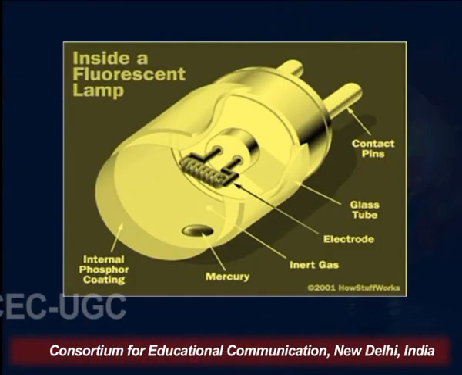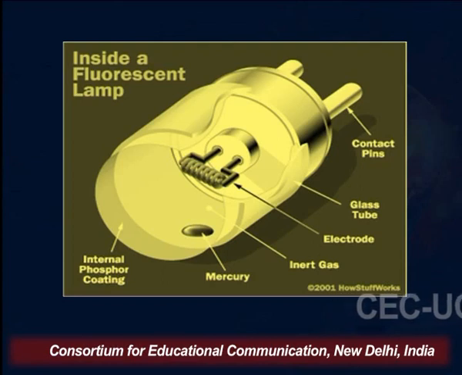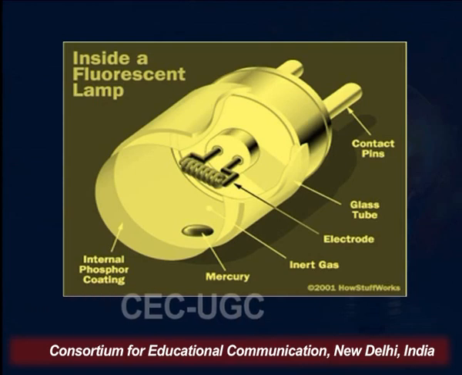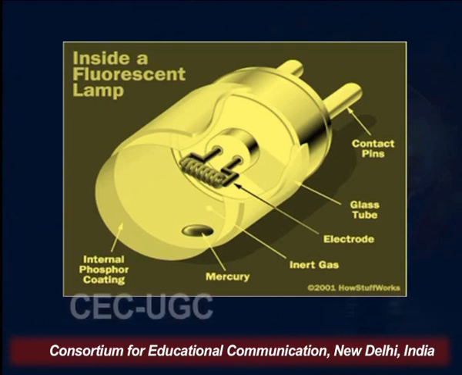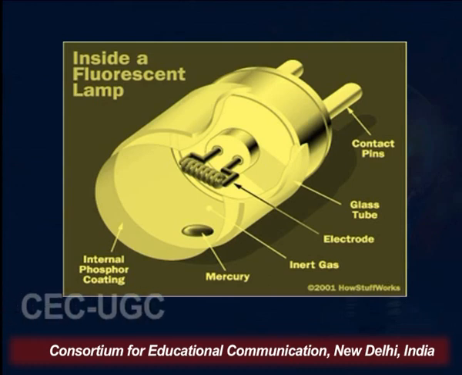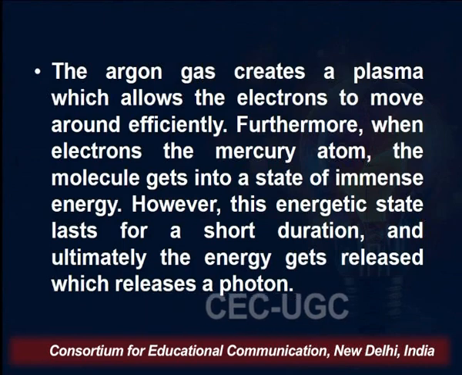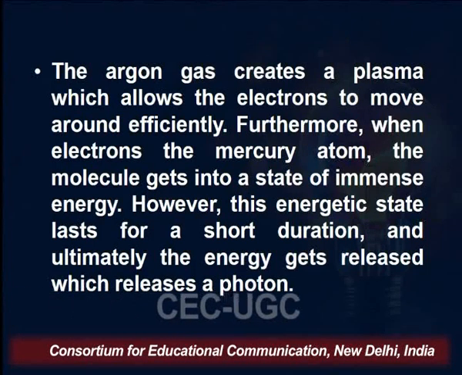You see on the screen the inside structure of the fluorescent lamp. You are seeing the internal phosphor coating here on the bulb. Next, we use the mercury here. Inert gas is filled in it, argon we use here, and we have electrodes, the glass tube, and the contact pins. So this is a schematic diagram of the inside of the fluorescent lamp. The argon gas creates a plasma which allows the electrons to move around efficiently, and that is why the electrons move efficiently inside the bulb.